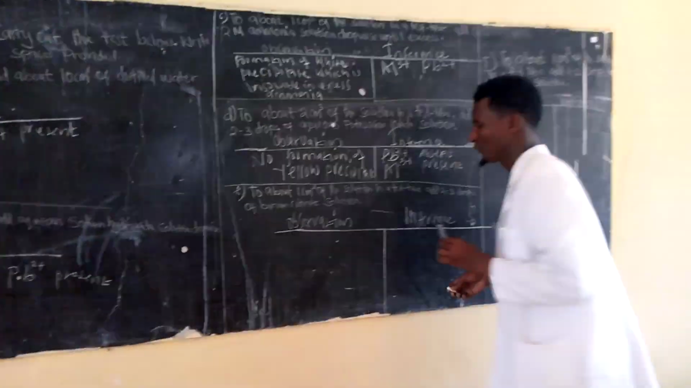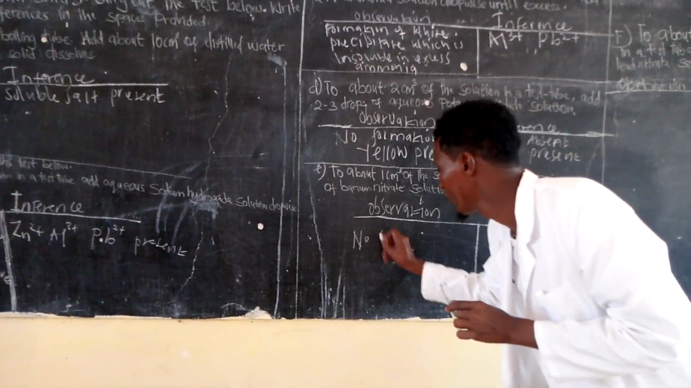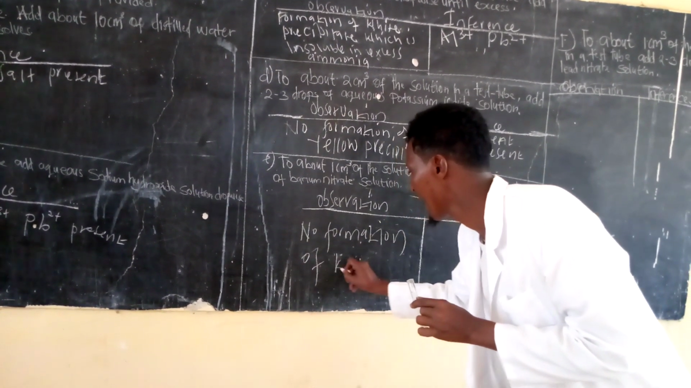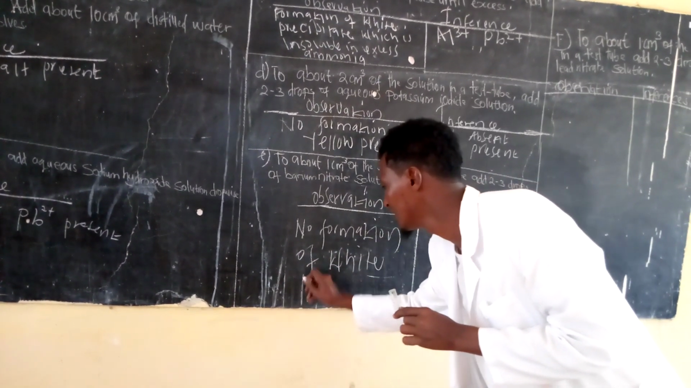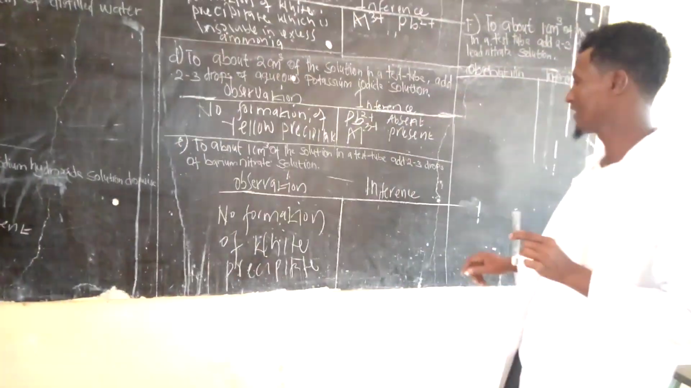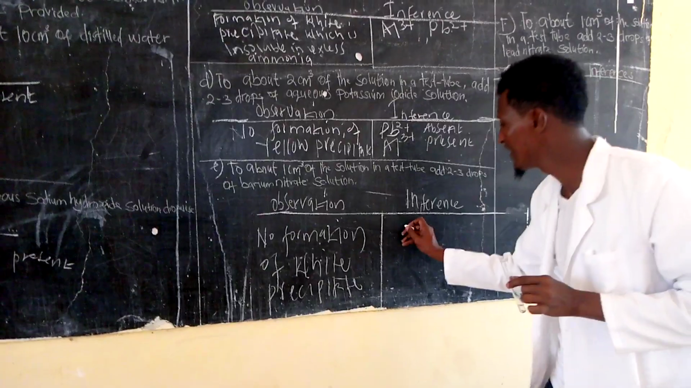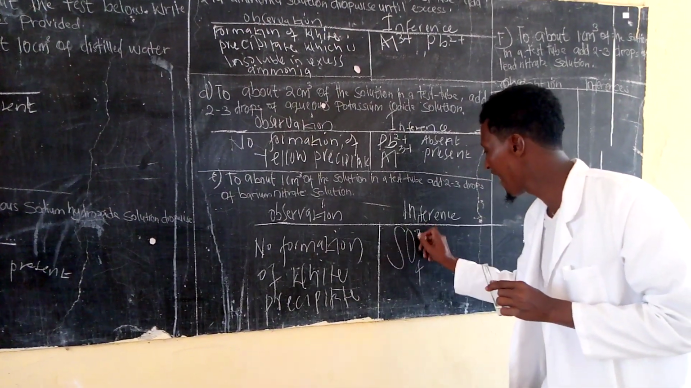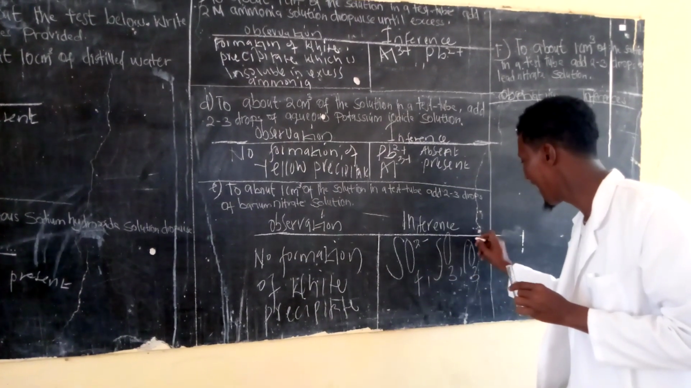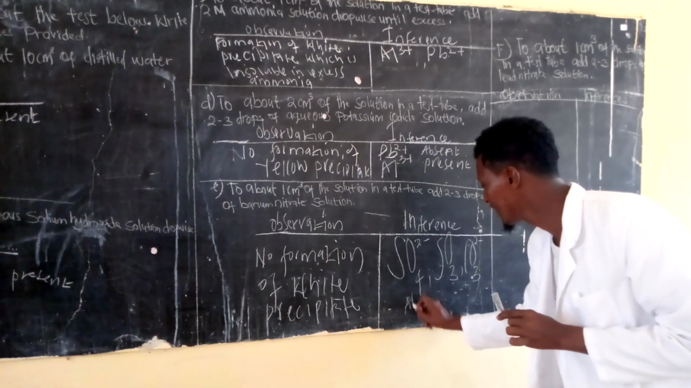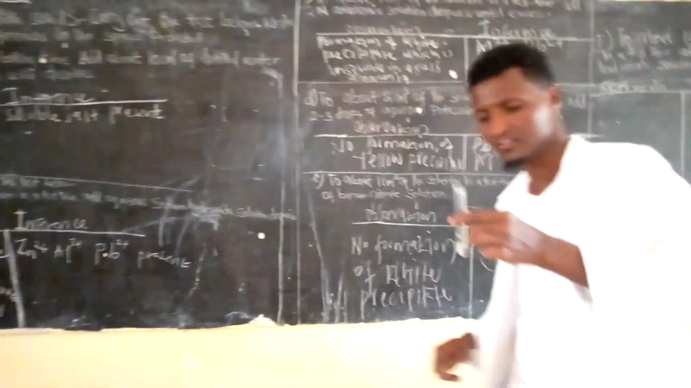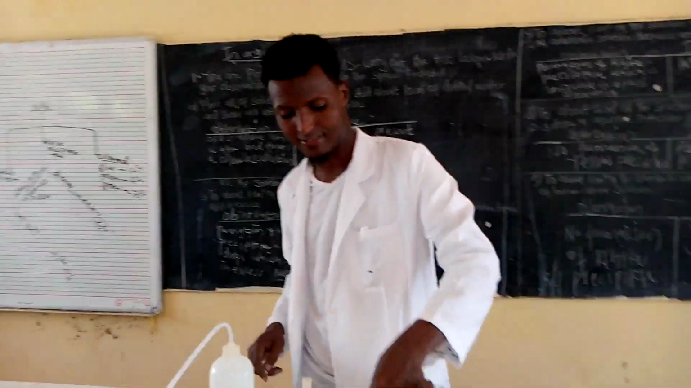So here we write no formation of white precipitate. Then here you are going to write the sulfate, sulfide, carbonate are absent. Yeah, that's what we're going to write. Good.